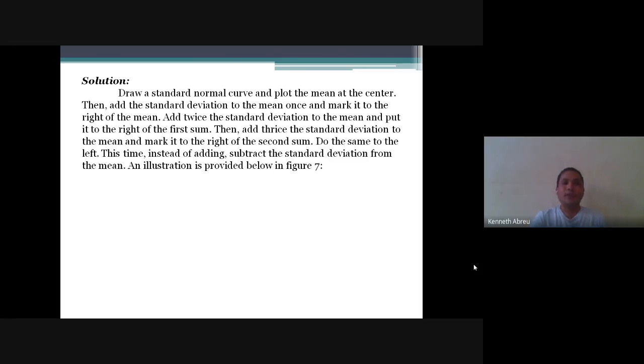Okay, solution. We are going to draw a standard normal curve and plot the mean at the center, then add the standard deviation to the mean and mark it on the right of the mean. Add twice the standard deviation to the mean and put it to the right of the first sum, then add thrice the standard deviation to the mean and mark it on the right side of the second sum. Do the same to the left, and this time, instead of adding, subtract the standard deviation from the mean. An illustration is provided below.